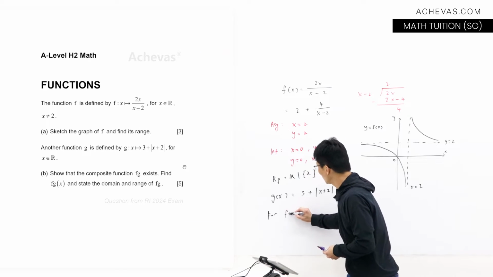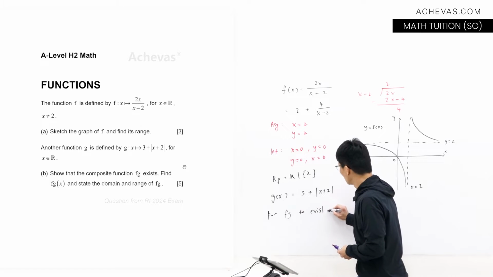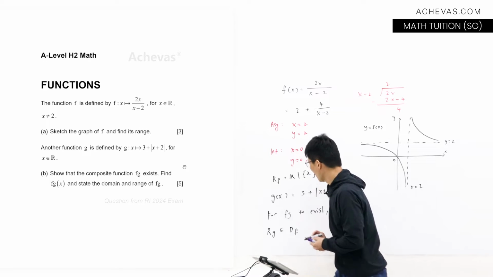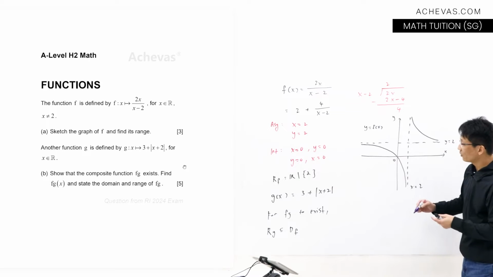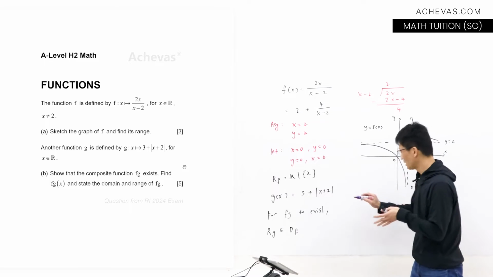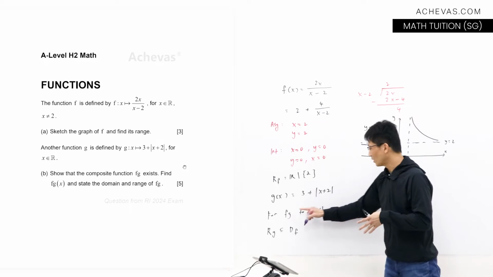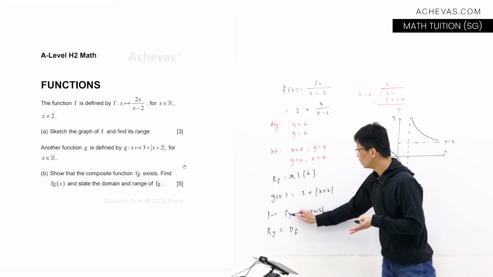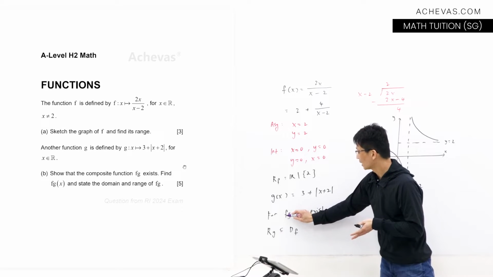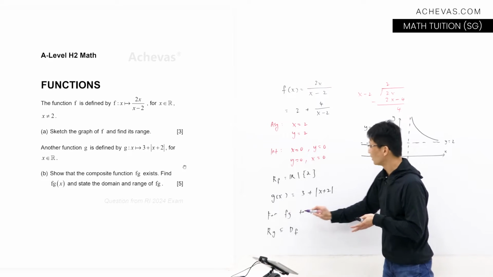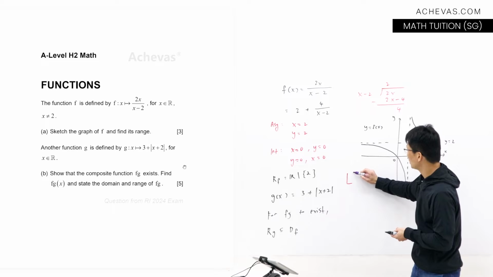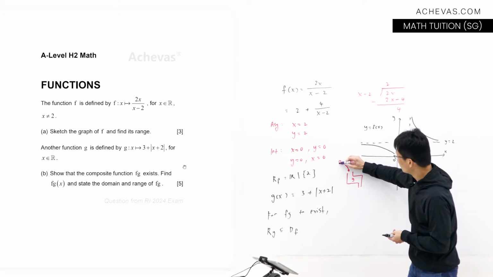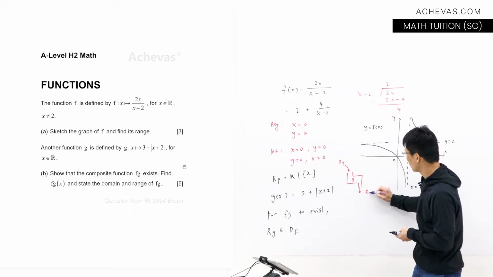For fg to exist, the criterion I know is that the range of g must be a subset of the domain of f. If you can't remember the criterion, you can just imagine the schematic, which is to imagine the function g to be like a black box. In this case, the function g will be the first function, and the function f will be the second function, and the output of g will go into f. So input will be the domain of g, and output will be the range of g.